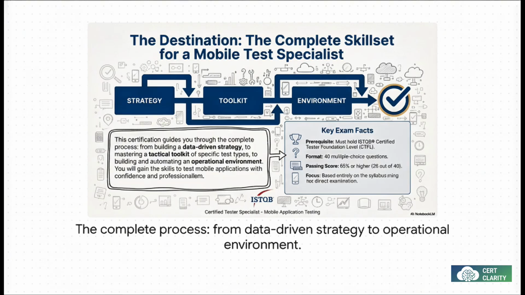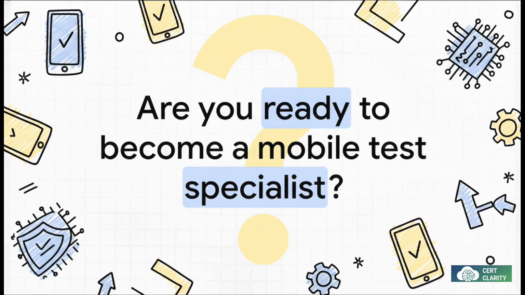For the exam itself, remember these key facts. You absolutely must hold the ISTQB Foundation Level certification first. That's a prerequisite. The exam has 40 multiple-choice questions, and the passing score is 65%, which means you need to get 26 answers correct. With the structured knowledge that this syllabus provides, you now have a definitive roadmap for advancing your professional skills in the super dynamic field of mobile testing.